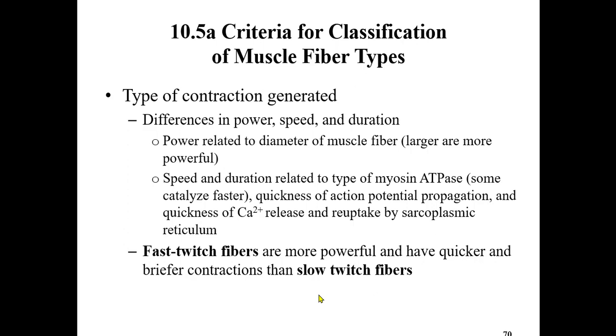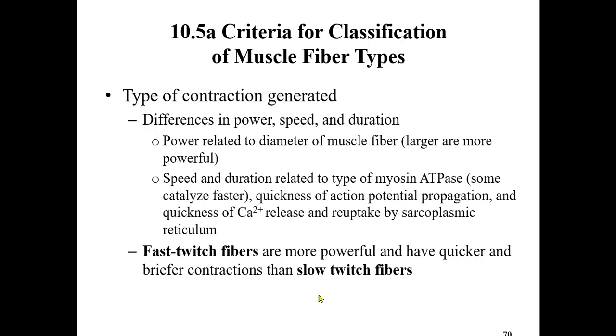You can use the same logic for the slow twitch. The slow twitch are going to be less powerful. They're going to be red. That means that they are aerobic. They're going to have more myoglobin, hence the reason for them being red. And that means they're going to be aerobic because they have a lot of myoglobin, which means more oxygen, which means that they are going to have a lot of ATP. All right, and therefore more energy.